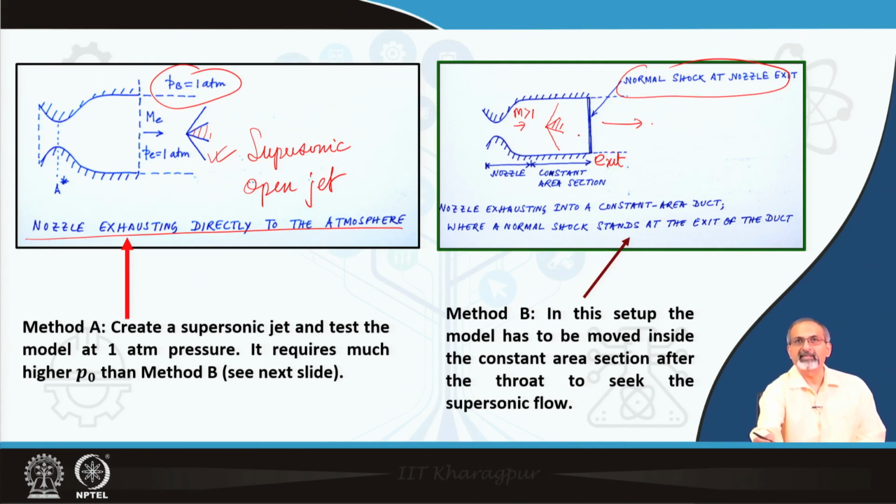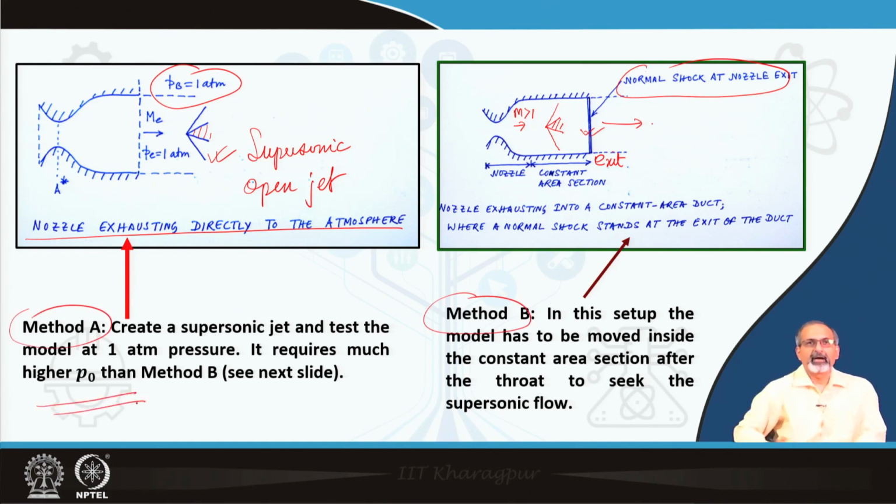There will be more complex interaction between the oblique shocks that are formed, which will reflect back from the walls, and then finally have some kind of an interaction with the normal shock that we see at the nozzle exit when no models are kept. So, we have called these two method A and method B.